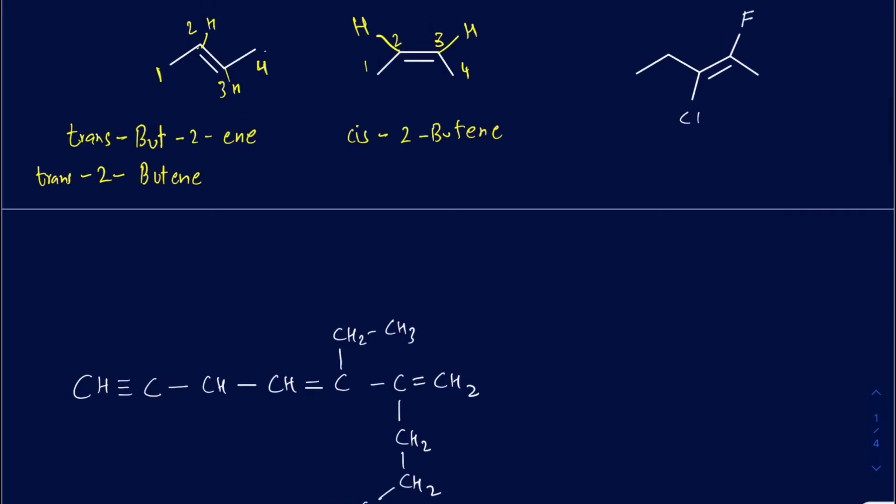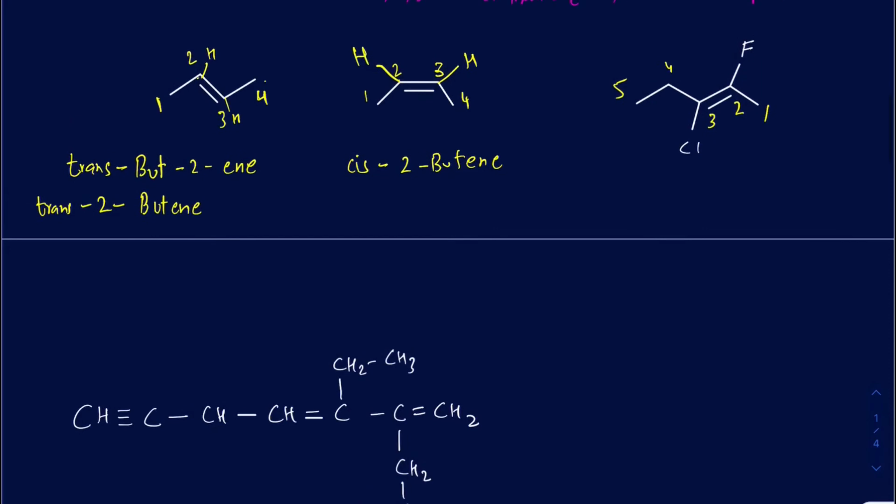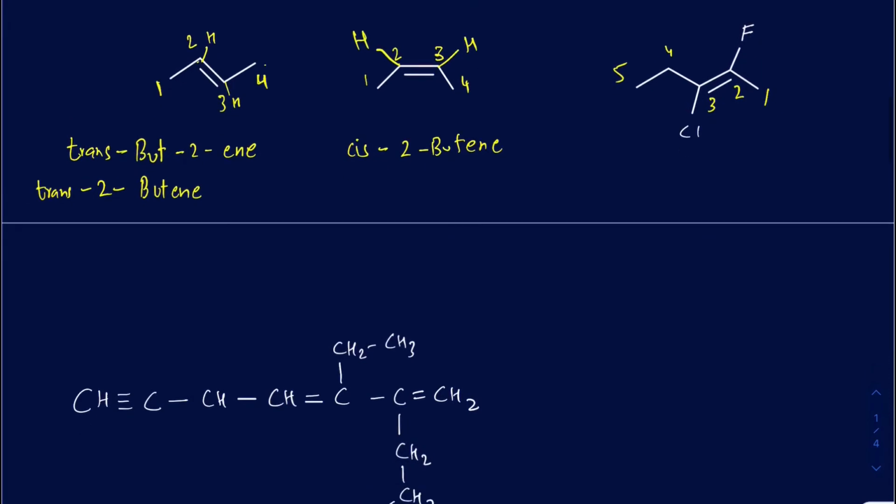Okay, what about something like this? I got, let's say, 1, 2, 3, 4, and 5. So there is a fluorine on the second carbon and there is a chlorine on the third carbon. Now, whenever you have actually different groups attached around the double bond, it's not that easy to figure out whether it's going to be a cis or trans.